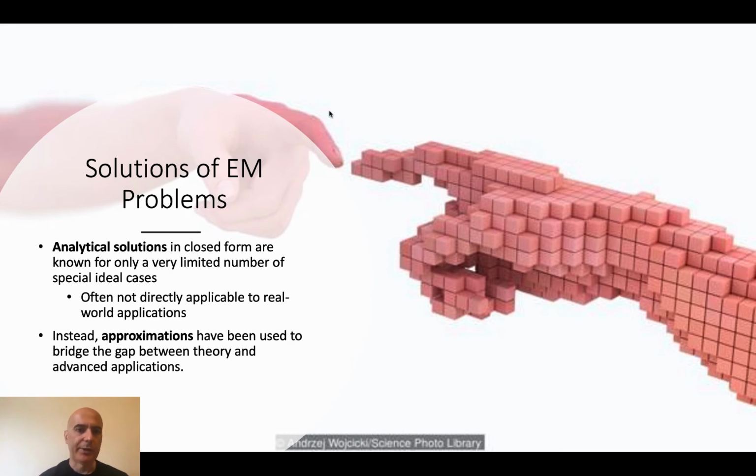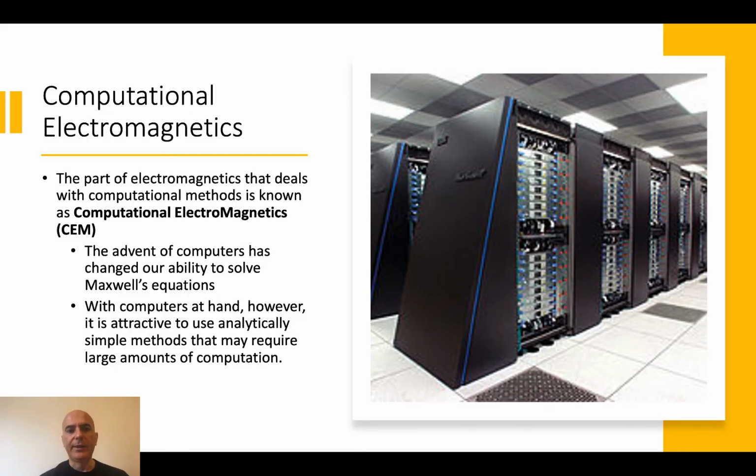So for instance, typically our problem is like this hand, that is in continuous space. What we can do is approximate our hand by very small cubes and then solve an algebraic equation for each of these cubes. That is an approximation that we use to describe a very complex problem. The part of electromagnetics that deals with computational methods is called computational electromagnetics, in short CEM.